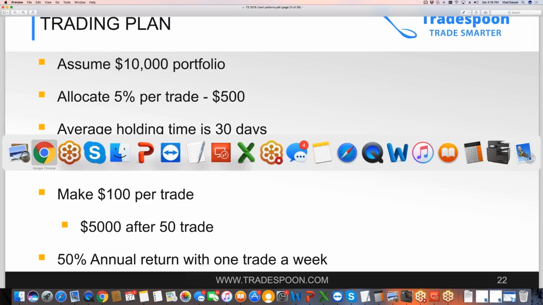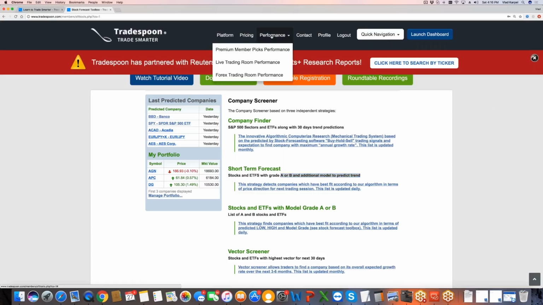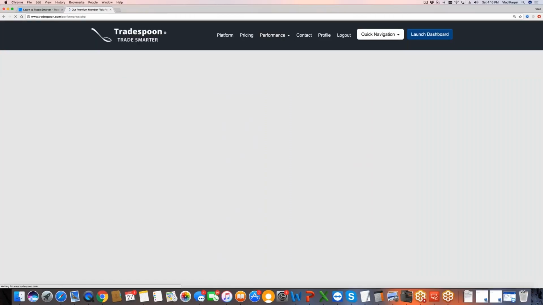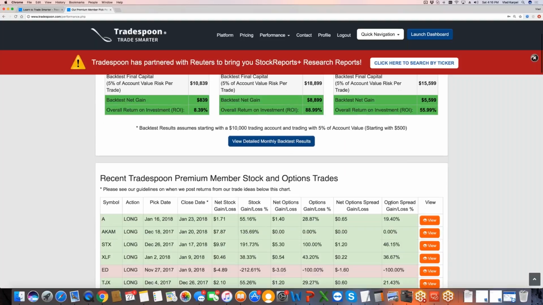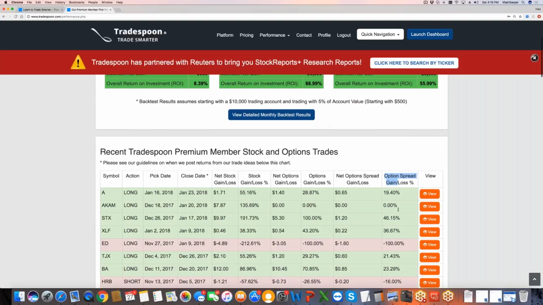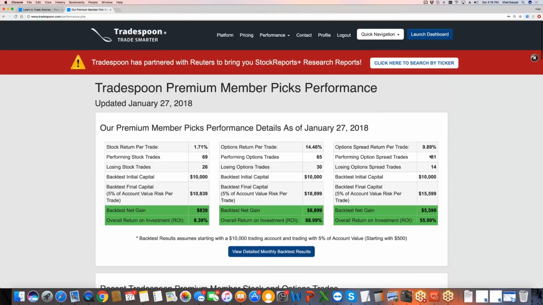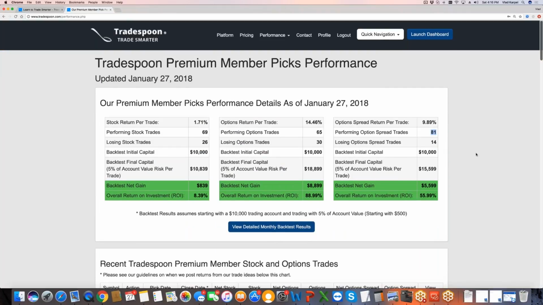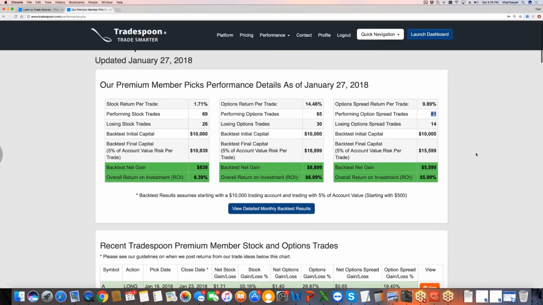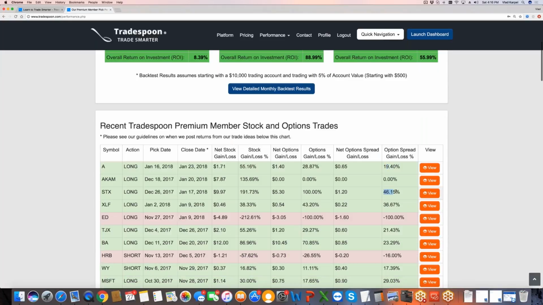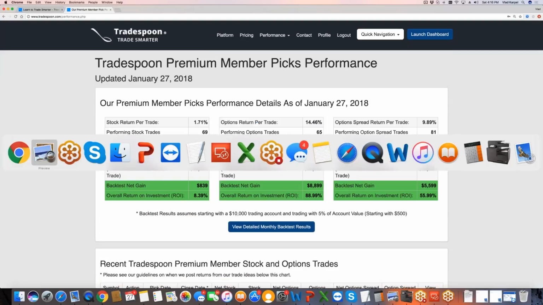At TradeSpoon, using these signals, we're transparent about our performance. You can click on this premium performance. It actually shows you the actual trades using option spread trades. We're very transparent. It shows you all of our winning and losing trades. You can see we've been accurate over 80% of the time using option spreads. On average, we look for 20 to 40% gain using option spreads. And that's the trading plan that we showed here.